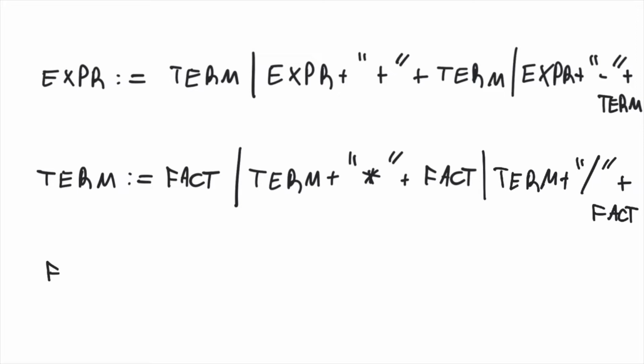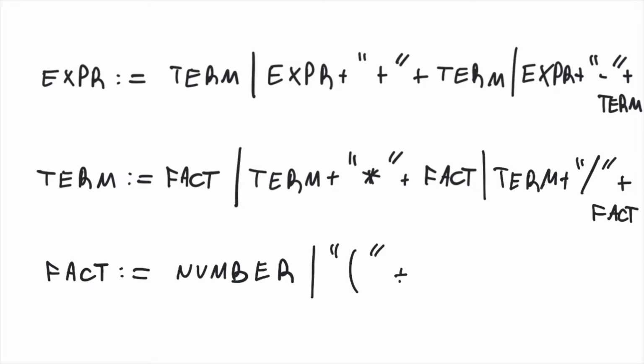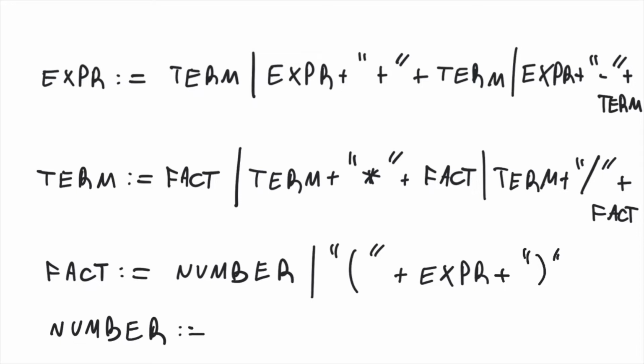Now, a factor is then defined as a number or the parenthesis plus an expression plus the closing parenthesis, and we have to define the number, but let's say that to avoid just a long definition, we all know what a number is. Let's say it's a natural number, a sequence of digits that does not start with 0. So this is a grammar that defines algebraic expressions such as, for example, 4 plus 8 times 7 minus 6.